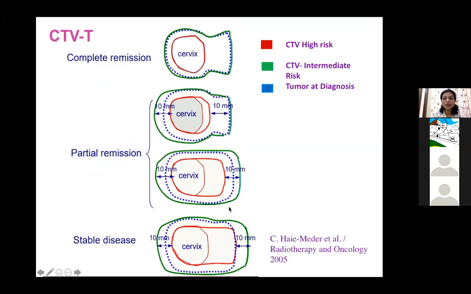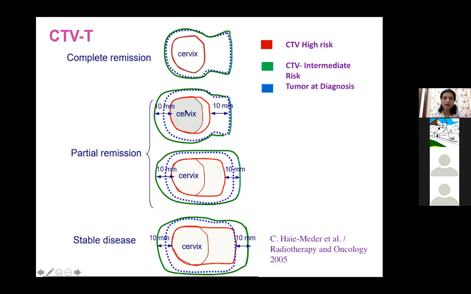So the concept of CTV is designated, and how we contour it and how we delineate is basically based on the tumor regression that you've seen after EBRT at the time of brachytherapy. So this red denotes the high risk CTV. Now, if you have a complete remission, the HRCTV is going to be only your cervix, and the IRCTV is going to be with the margins, which will represent your intermediate risk CTV or the disease at the diagnosis. Now, in case of partial remission, suppose you have a disease which is extending to the cervix and to the parametria. So that is your HRCTV.